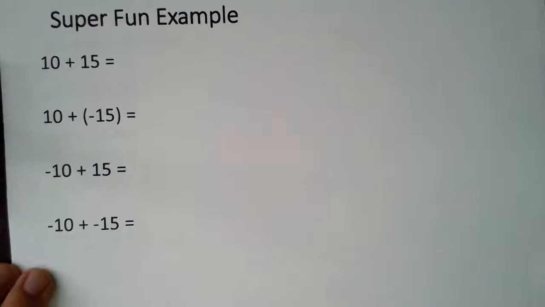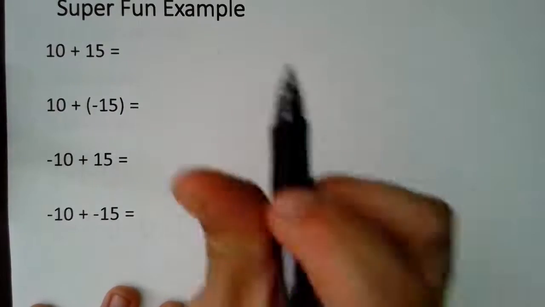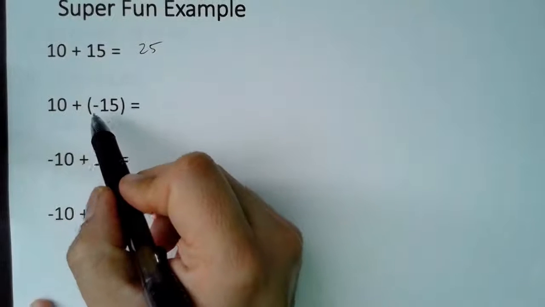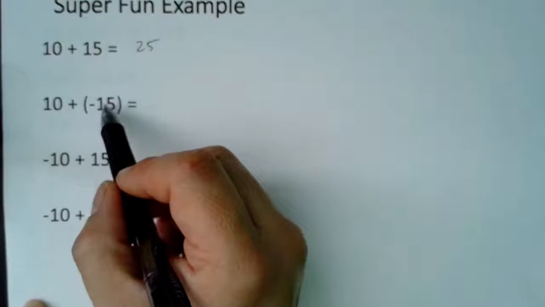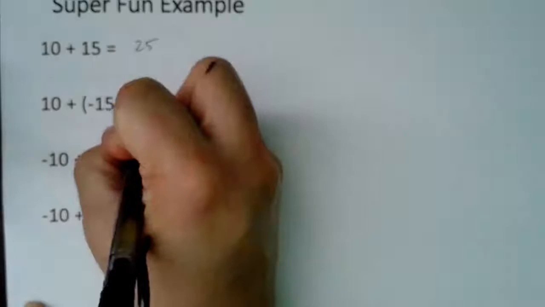So let's do some super fun examples. So 10 plus 15, they're both positive, and you might already know this, but just so that you understand the rule, okay? So 10 plus 15, that's going to be 25. 10 plus a negative 15, so we find the difference. The difference here is 5, right? But the larger number is negative, so this would be negative 5.